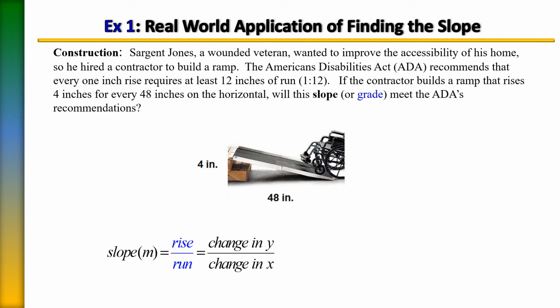Sergeant Jones, a wounded veteran, wanted to improve the accessibility of his home, so he hired a contractor to build a ramp. Now, the Americans with Disabilities Act, the ADA, recommends that every 1-inch rise requires at least 12 inches of run. In other words, a ratio of 1 to 12. Now, if the contractor builds a ramp that rises 4 inches for every 48 inches on the horizontal, will this slope or grade meet the ADA's recommendations?